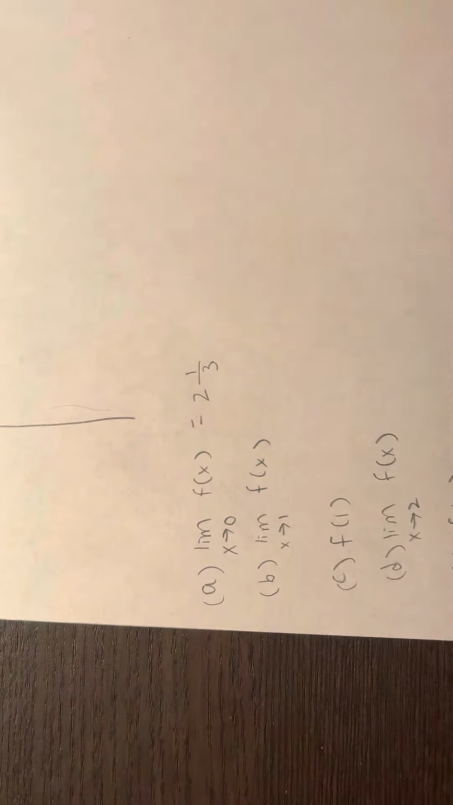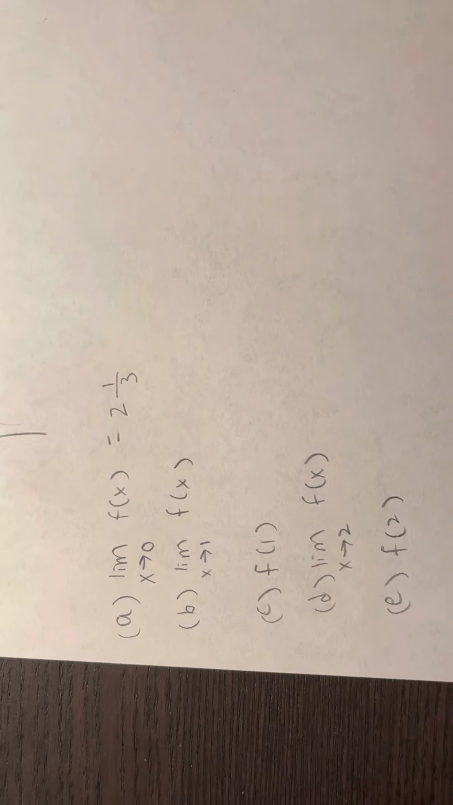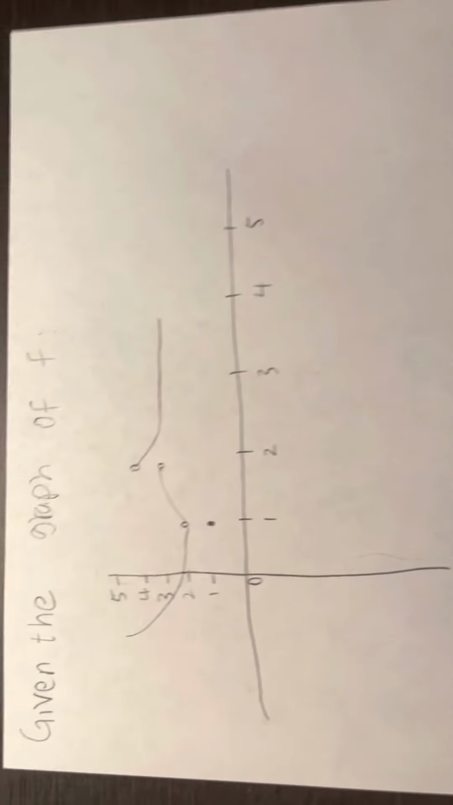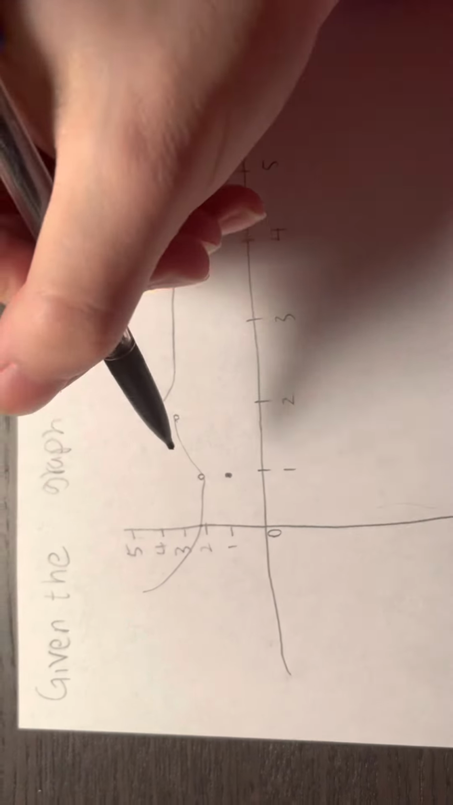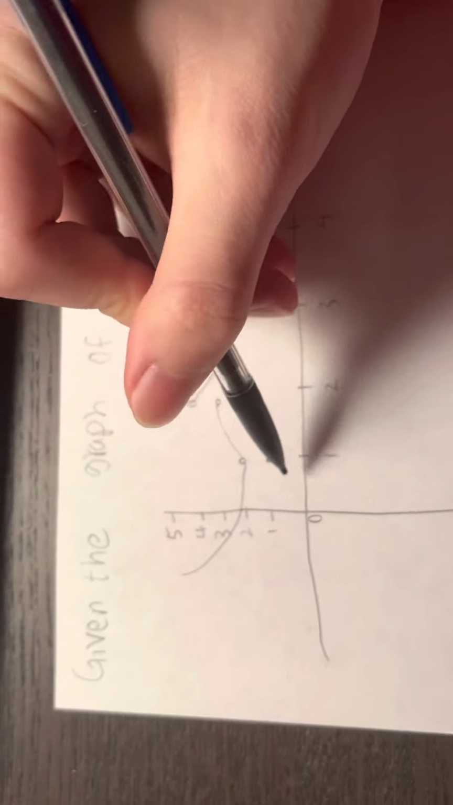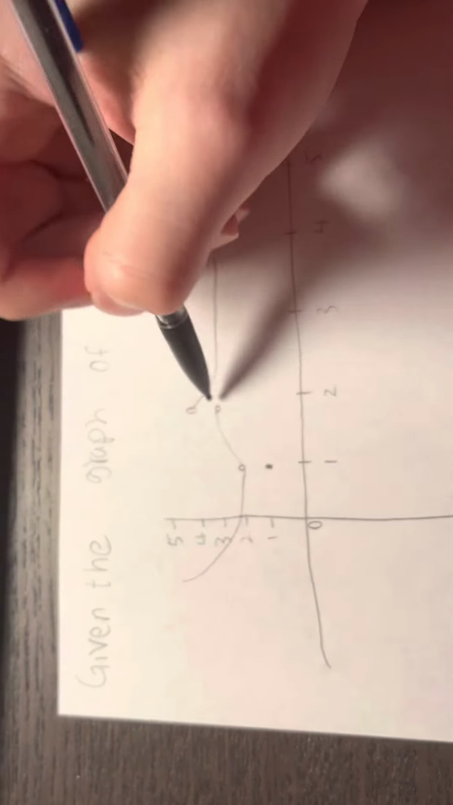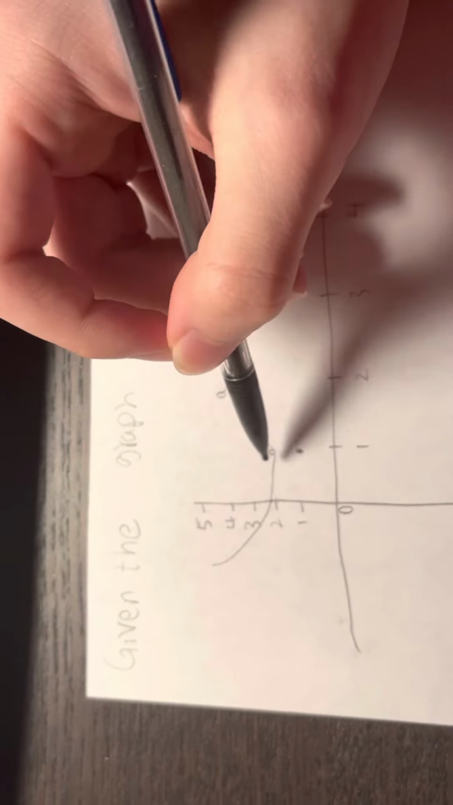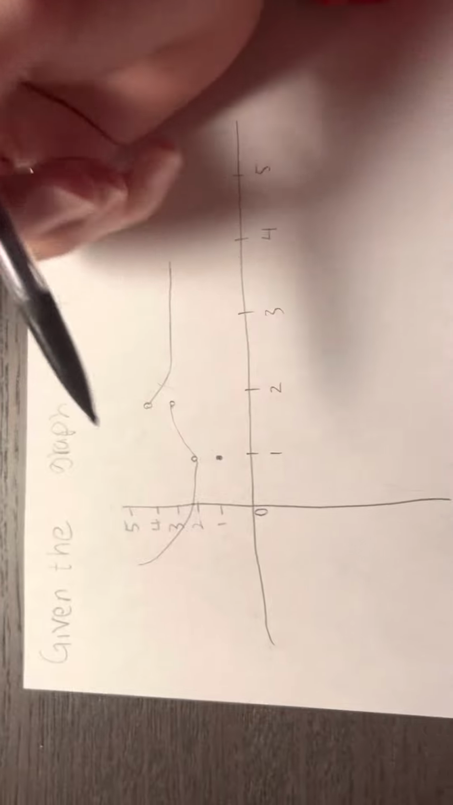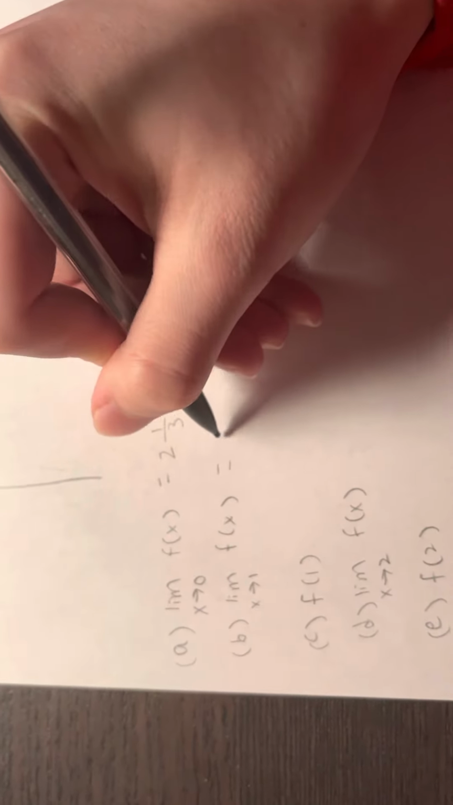Question B, limit of x approaching 1. Find out the f of x. As we can see, here is an open point at 1. It's approaching from the left and the right at the point of 2. So the answer is 2.